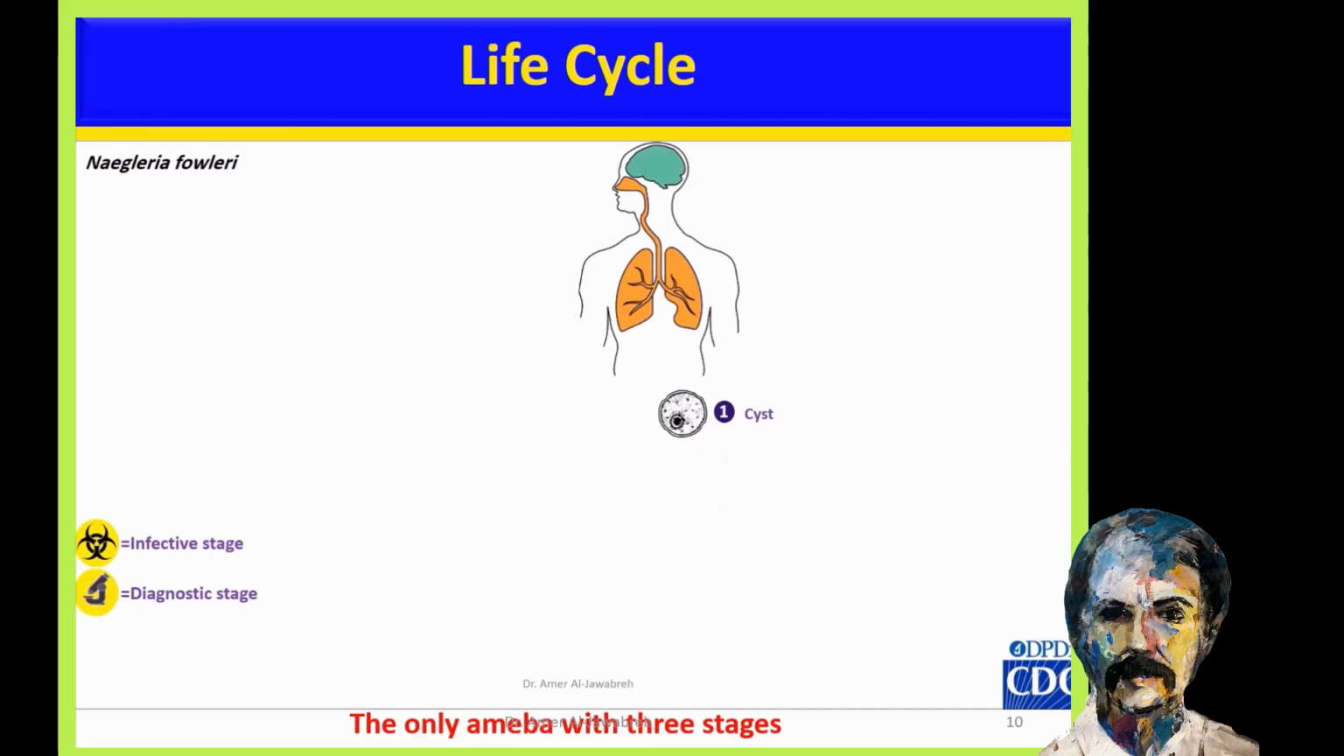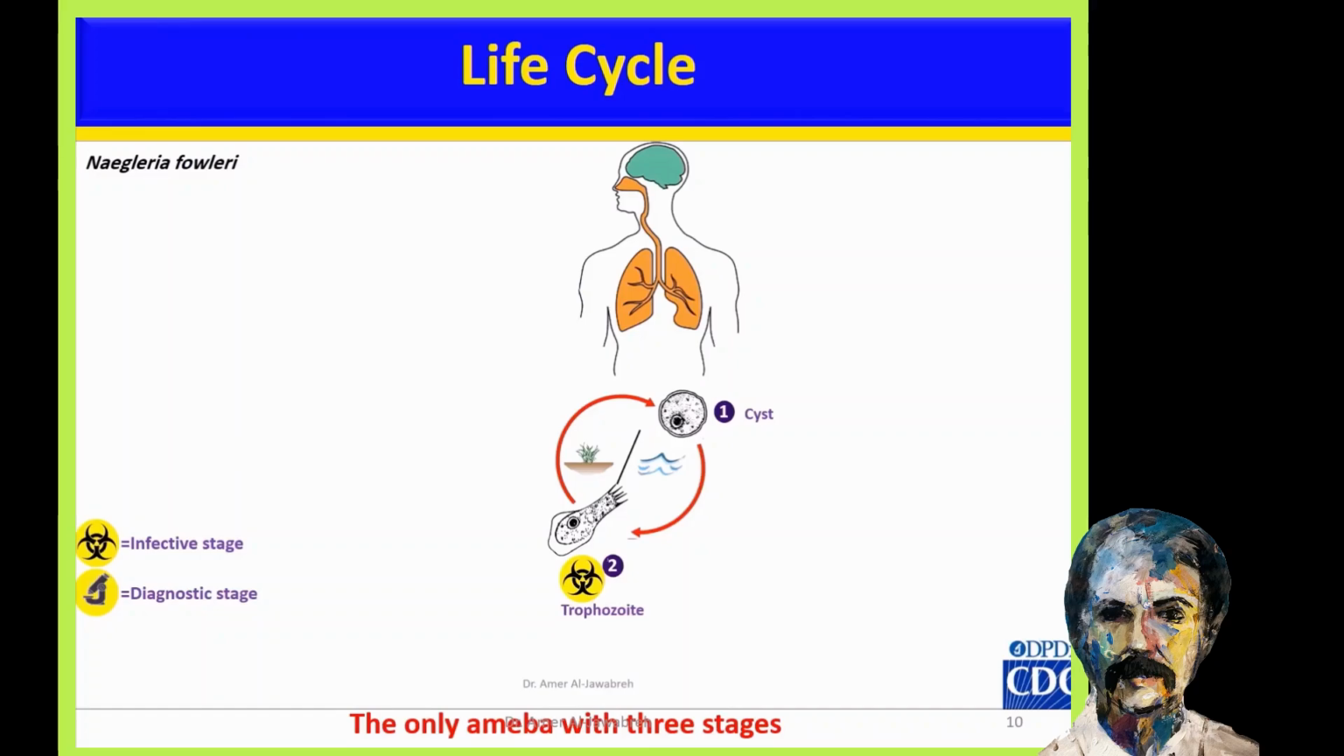interesting about this amoeba, is that it has 3 stages. Every time we said that amoeba has 2 stages, cyst and trophozoite. Gingivalis has only trophozoite. This one has cyst, trophozoite, and there is a flagellated form. You know what flagella are? It's a whip-like structure that helps the amoeba move. So look at the cyst. Number 1, that's a cyst. Look at the life cycle. Then we have a trophozoite. So the cyst converts into trophozoite.